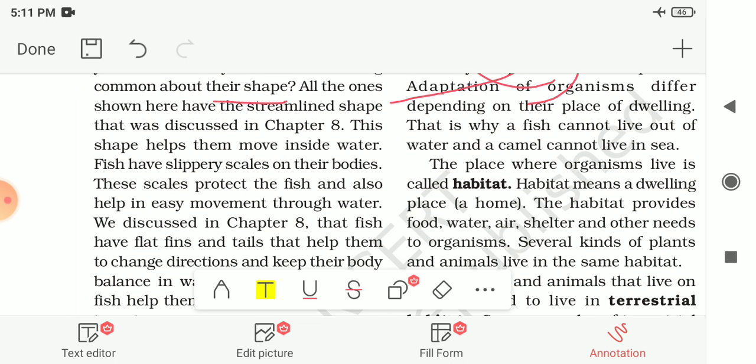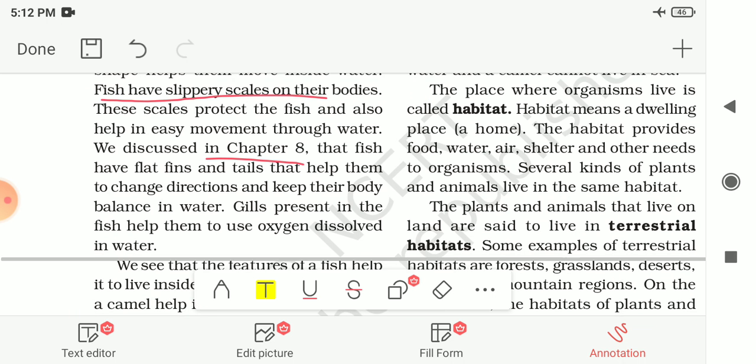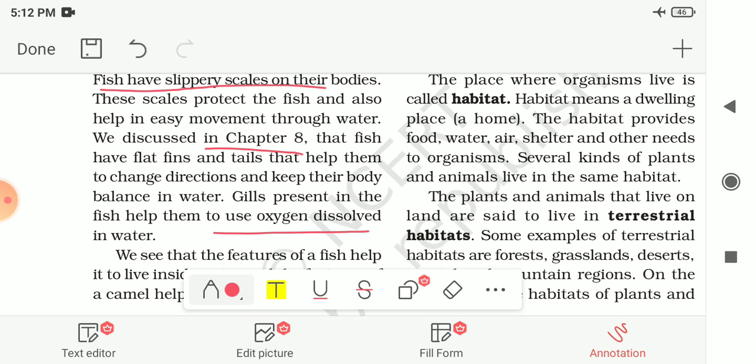All the fishes almost have this streamline shape, and we had already discussed this in chapter number 8. This shape helps them to move inside the water easily. Fishes have slippery scales on their bodies, and the scales protect the fish and also help in easy movement in the water. We had also discussed in chapter 8 that fish have flat fins. Their fins are flat and the tail is also flat, which help them to change direction and to keep their body balanced in the water. Gills are also present in the fish, which help them to use oxygen dissolved in the water. So these are some special features or characteristics of the fishes.